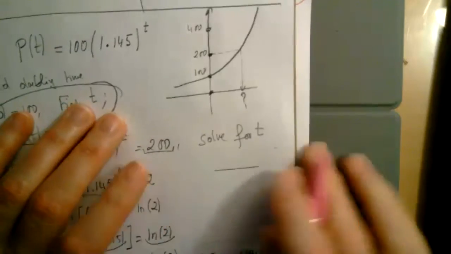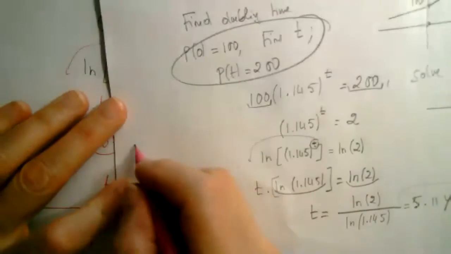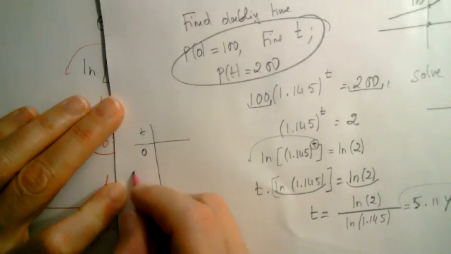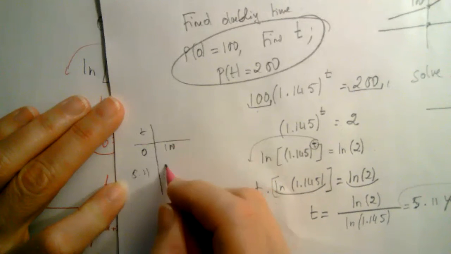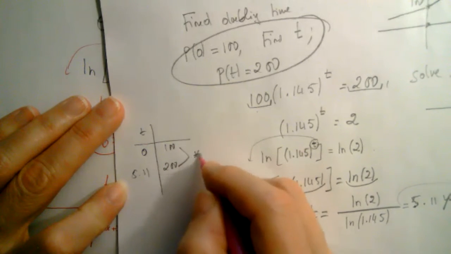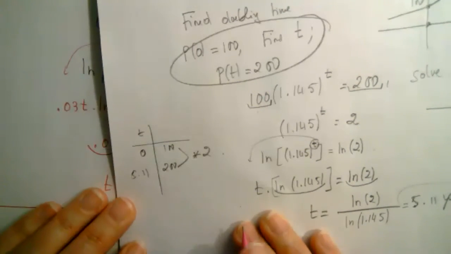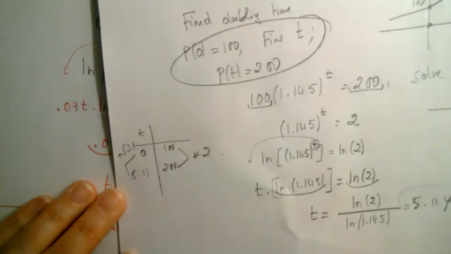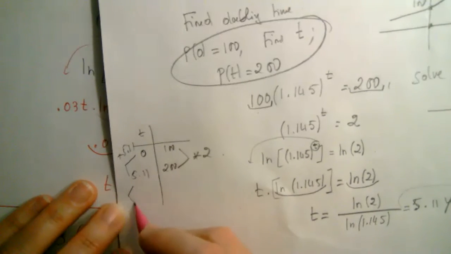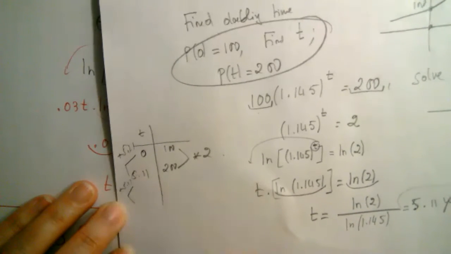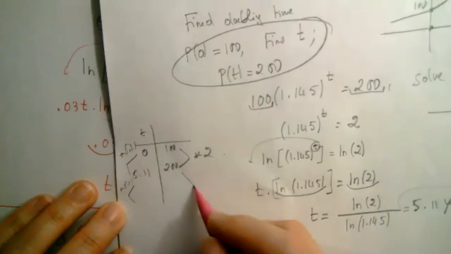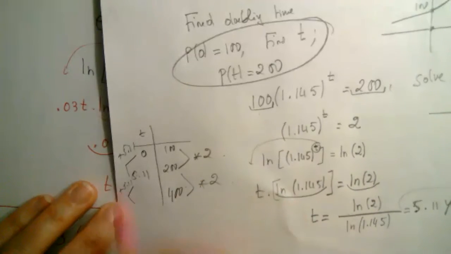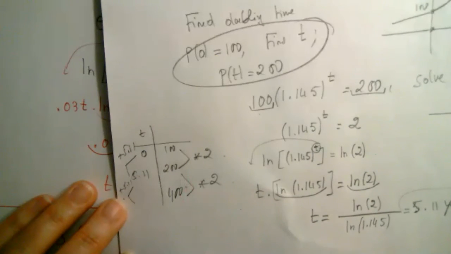It means what happened in the exponential. Let us remember how the exponential grows. At 0, after 5.11, it was 100, then 200. From here to here, you multiplied by 2. And from here to here, we added 5.11. The way the exponential grows, if you add the same amount, it will grow by the same factor.